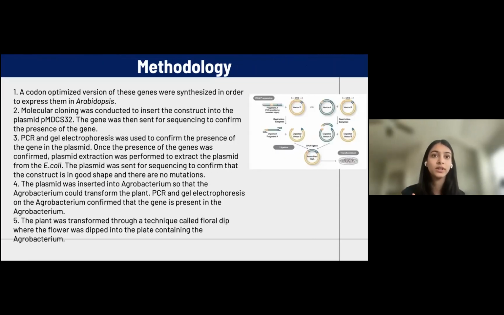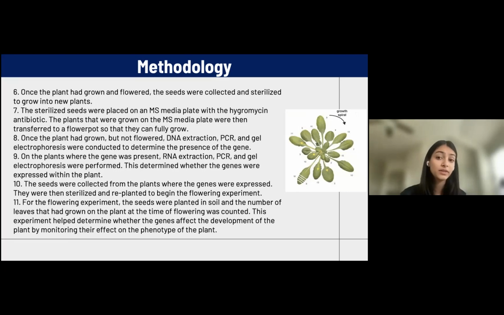To determine how a diterpenoid affects development, we first molecularly cloned the gene that we were testing, and then PCR and gel electrophoresis were used to confirm the presence of the gene in the plasmid. Once the presence of the gene was confirmed, the plasmid was sent for sequencing to confirm that the construct was in good shape. The plasmid was then inserted into Agrobacterium so the Agrobacterium could transform the plant. The plant was transformed through a technique called floral dip, where the flower was dipped into the solution containing the Agrobacterium. Once the plant had grown and flowered, the seeds were collected and sterilized to grow into new plants.